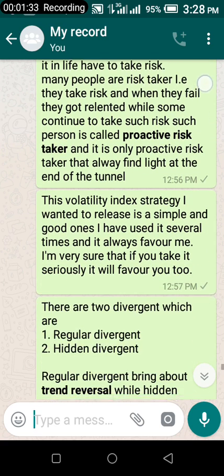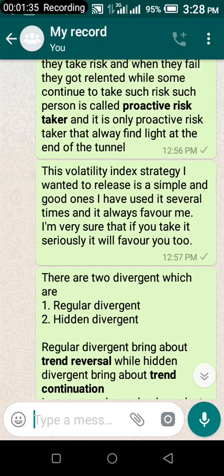All right, by that said, this volatility index strategy I want to release is a simple and a good one. I've used this several times and it's always favored me. I'm very sure that if you take it seriously, it will favor you too.